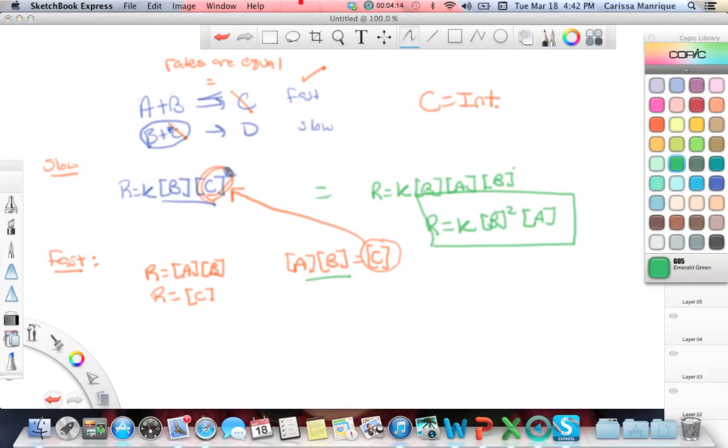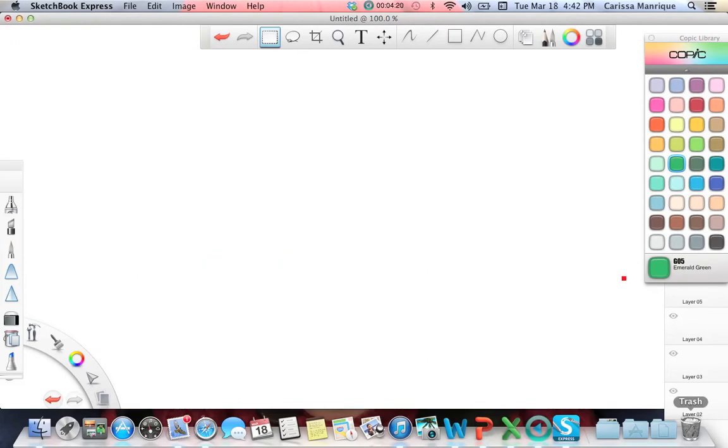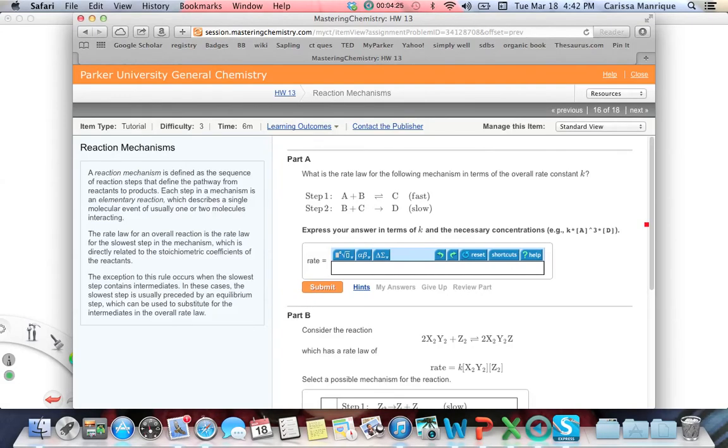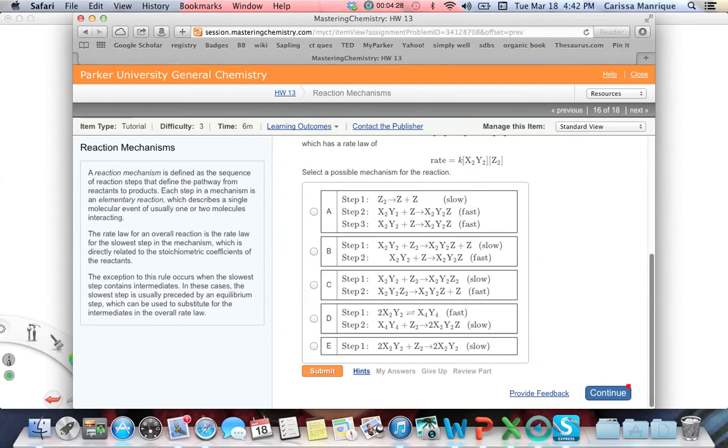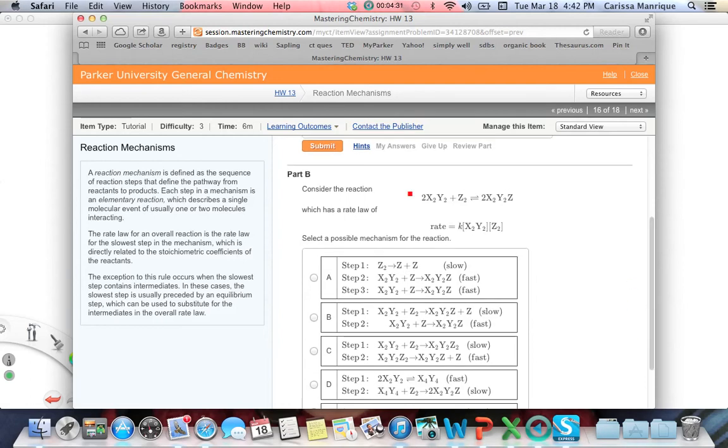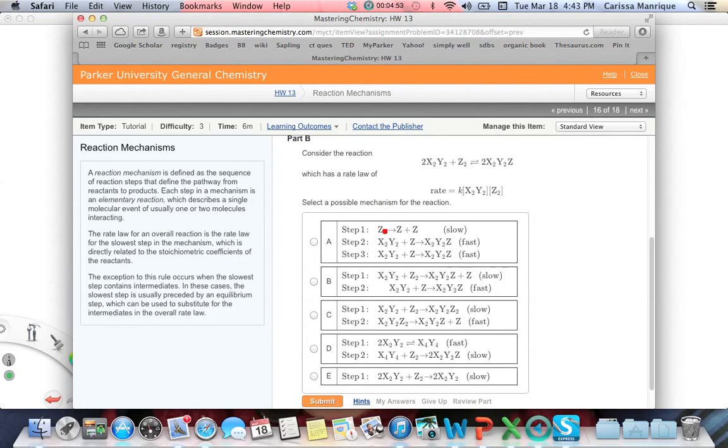Alright, so that's the first part of it. That's A. Now let's look at B. Okay, it says consider this reaction: 2X2Y2 plus Z2 yields 2X2Y2Z. And the rate for this is X2Y2Z2. Okay, so that means this is a slow step here. So we want to see what's a possible mechanism. Okay, so let's look at the first one.